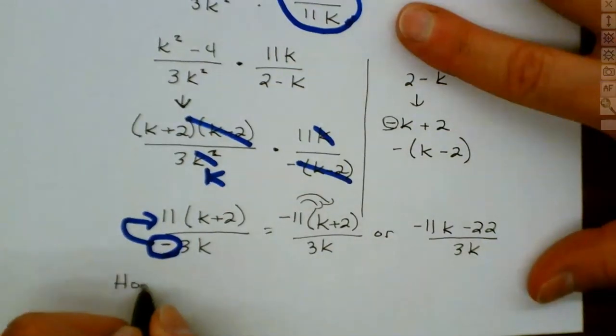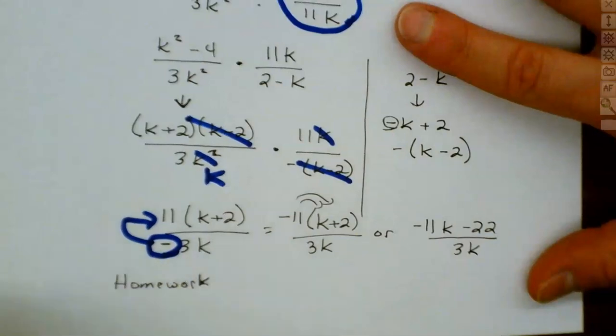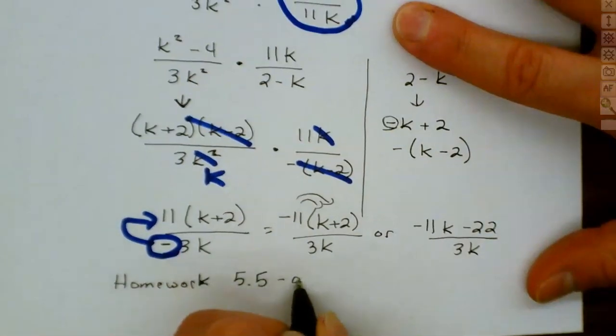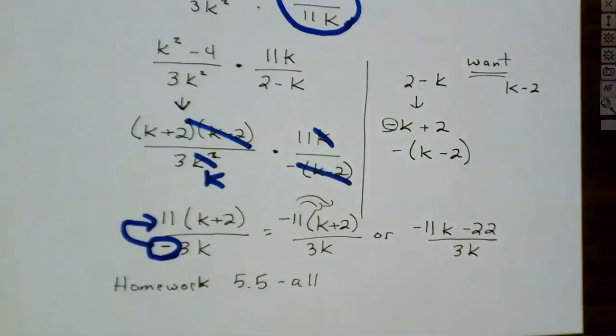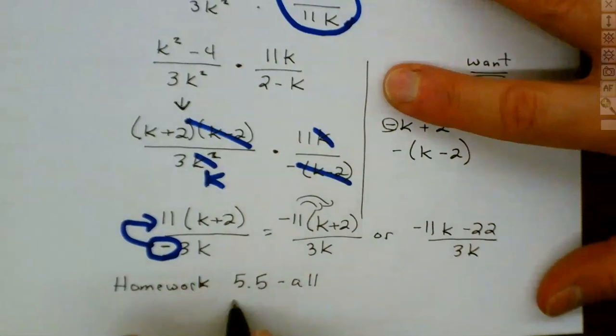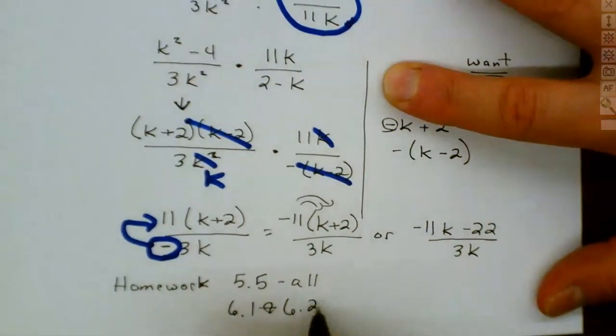We can now look at our homework. For your homework, you should be able to do 5.5. Those are equations. You should be able to do them all. So you should be able to do all of 5.5. Now, 6.1 and 6.2, we should be able to do most of it. So 6.1 and 6.2, you should be able to do 1 through 11.